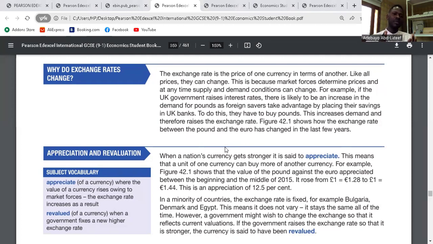So exchange rate has to change because the only thing that is constant in life is change itself. Are you with me? Okay. So not only exchange rate, whatever we have in life has to change. It doesn't exempt the exchange rates too. Because it's determined by demand and supply, one way or the other, things around it would make it change.